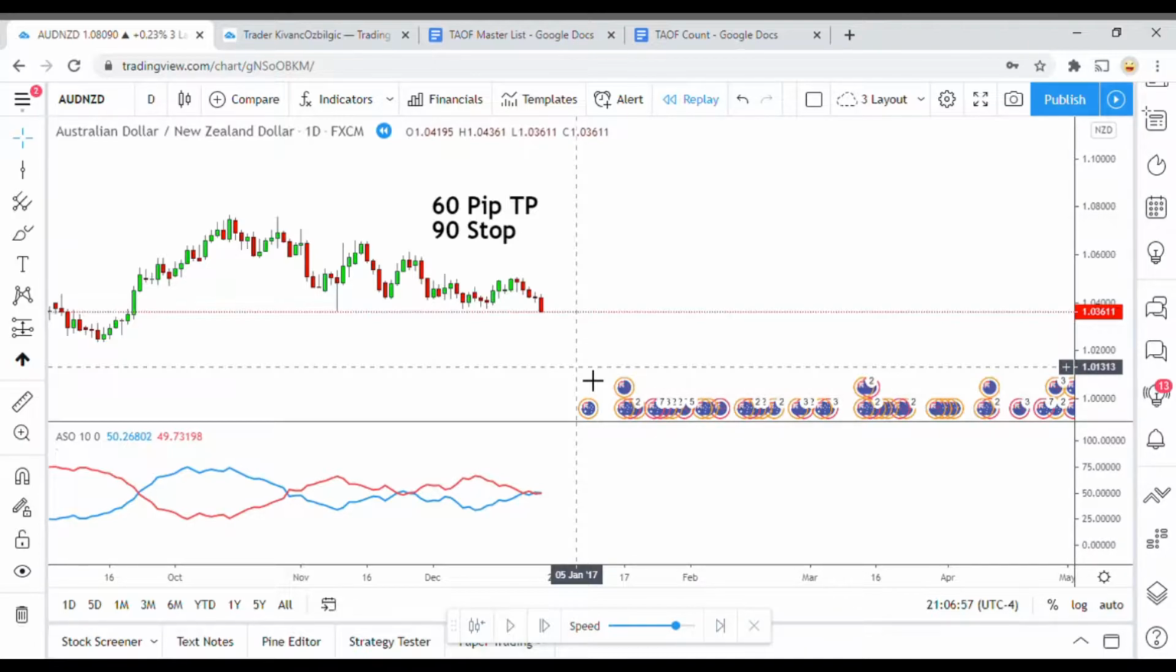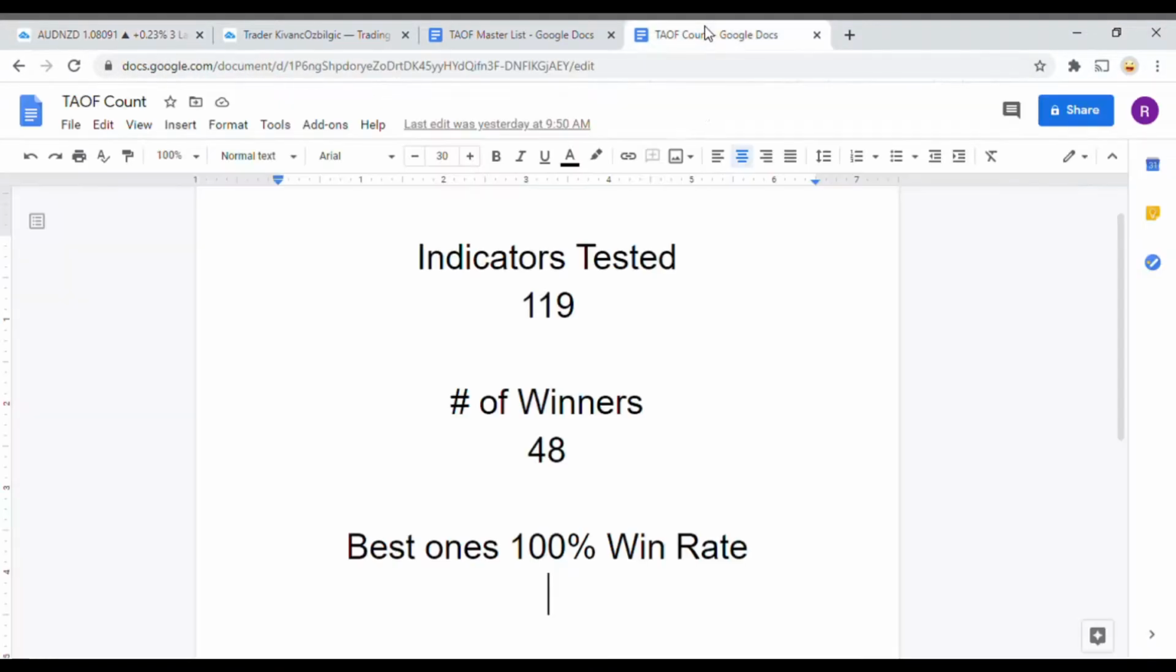Alright, as I said, today we will be testing the average sentiment oscillator. But before we do, I wanted to put the indicator scoreboard up for everyone to see. So to date, we have tested 119 indicators. And out of those 119 indicators, 48 of them have been winners, which means that they have met or exceeded the 60% win-loss ratio threshold that we have set for them. The best ones so far were able to achieve a 100% win rate.